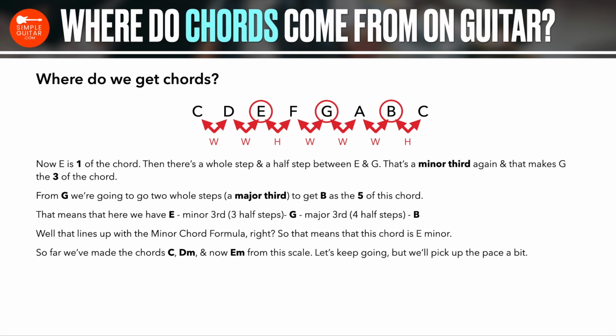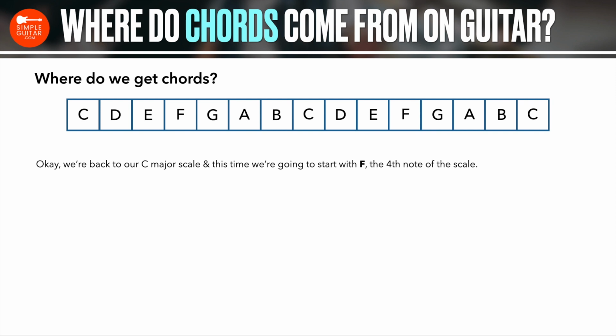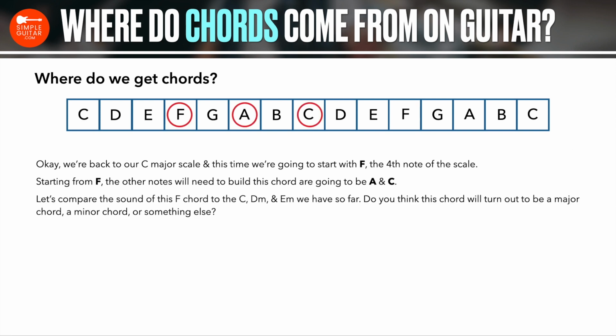So let's keep going, but we're going to pick up the pace just a little bit now. All right, so we're back to our C major scale. And this time we're going to start with F, which is the 4th note of the scale. Starting from F, the other notes we'll need to build this chord are going to be A and C. So let's compare the sound of this F chord to the C major, D minor, and E minor that we have so far. Okay, and while you're listening, I want you to think about if this chord will turn out to be a major chord, a minor chord, or something else.